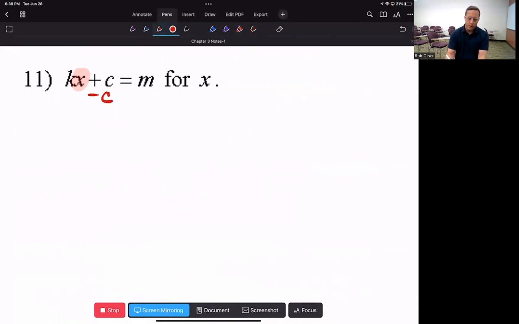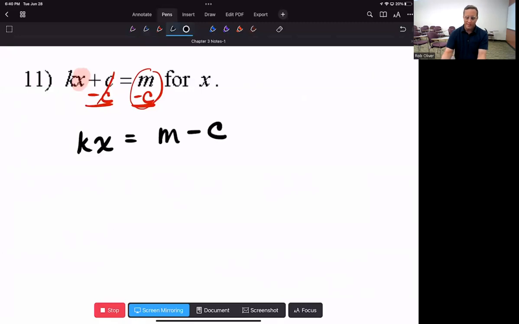So let's go ahead and take away c from both sides. Those cancel out. Now m minus c aren't like terms, so you just have to put them together in a way. So we're just going to rewrite it. We've got kx equals m minus c.